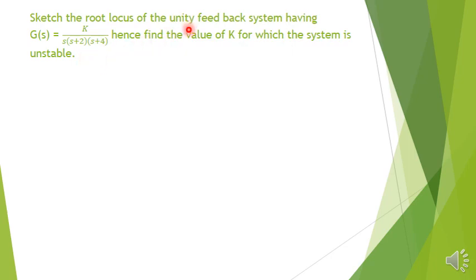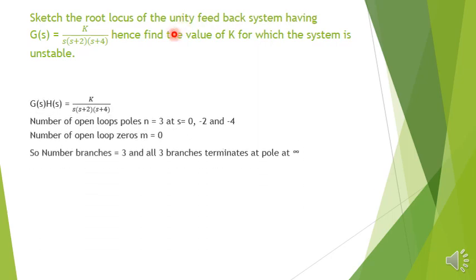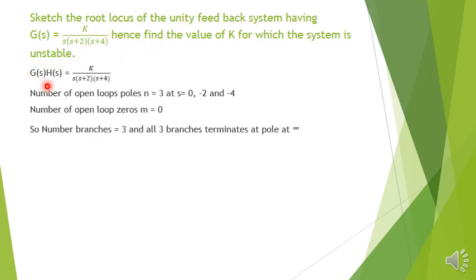So here it is given, it is a unity feedback system. Unity feedback system in the sense H(s) equal to 1. So the open loop transfer function G(s)H(s) becomes K divided by s into (s plus 2) into (s plus 4).